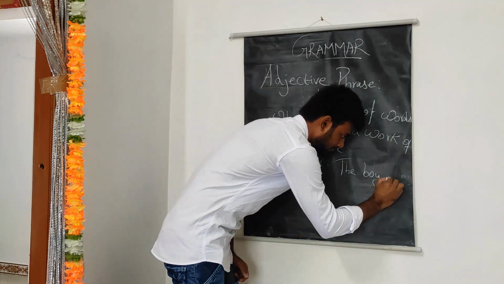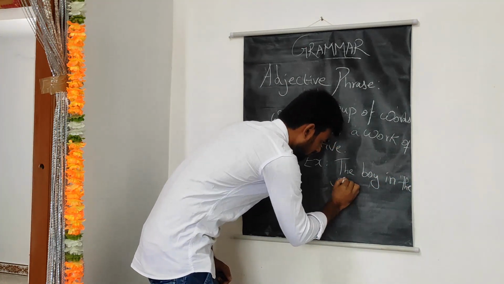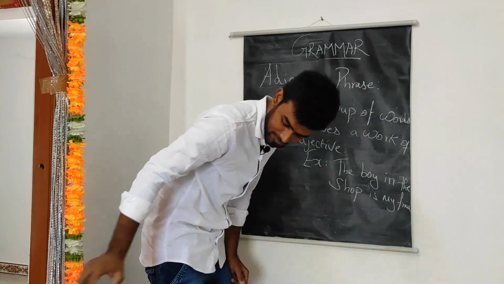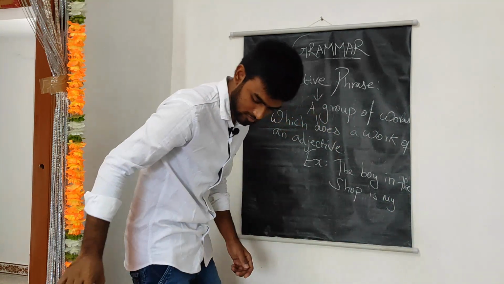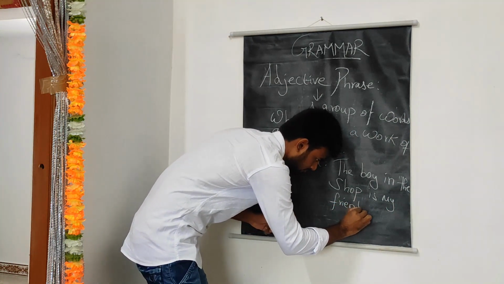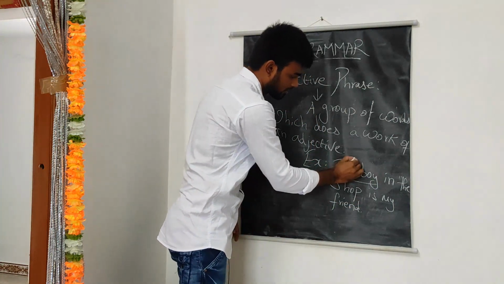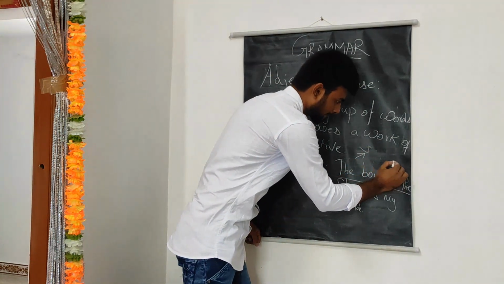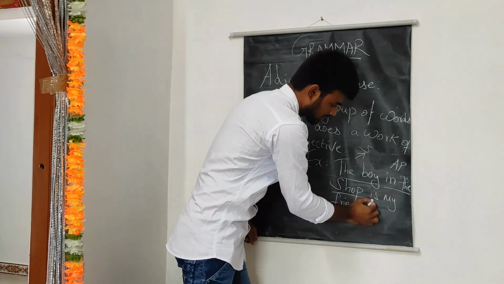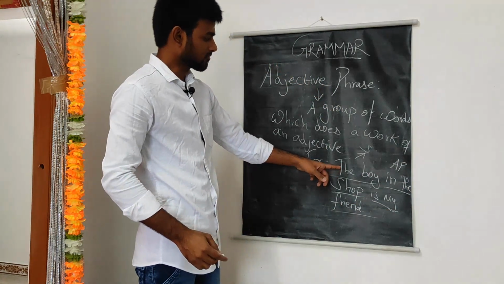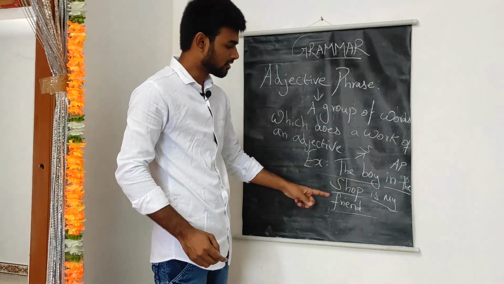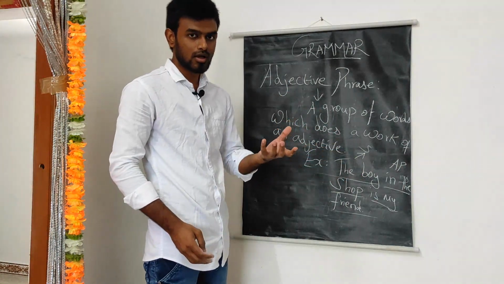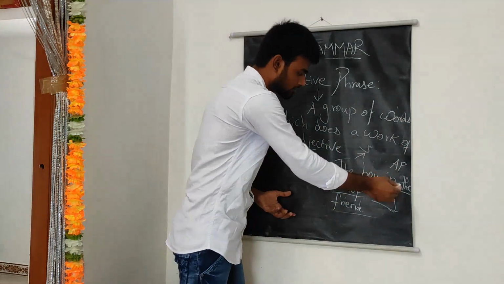The boy in the shop. He is my friend. So here we have the subject, the boy. In the shop is actually considered as an adjective phrase. This is actually a remaining sentence, right? The boy in the shop is my friend. I'm actually qualifying the particular noun, the boy. It is a noun. I'm giving extra information about the noun. In the shop, the boy in the shop.